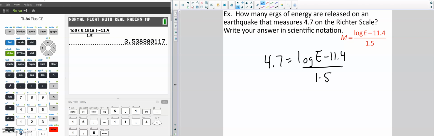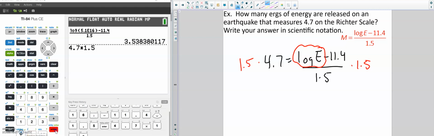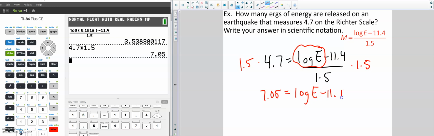We're trying to isolate this E, so we're going to isolate the log, and then we'll convert after that. What we're going to do is multiply by 1.5 first. So on the calculator, 4.7 times 1.5, and we don't want to round this value. We want to keep it exactly what it is. That's going to be 7.05, equal to log E minus 11.4.